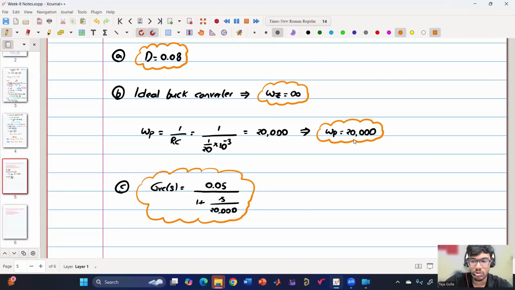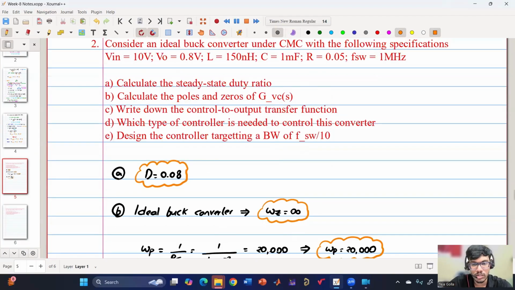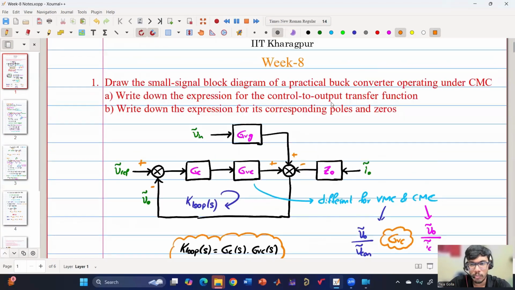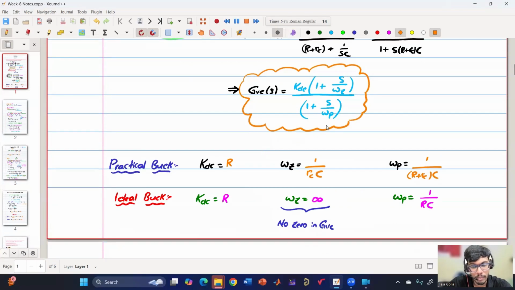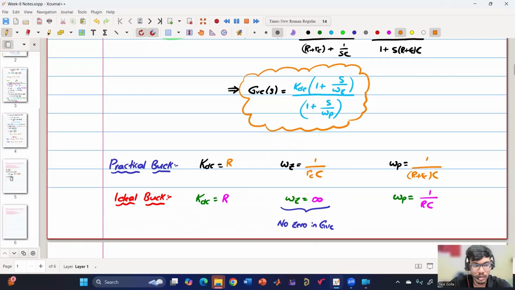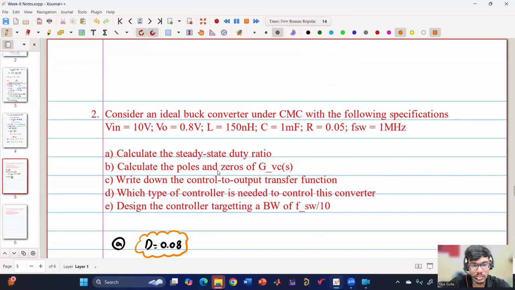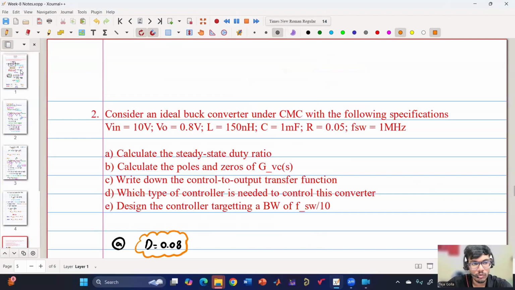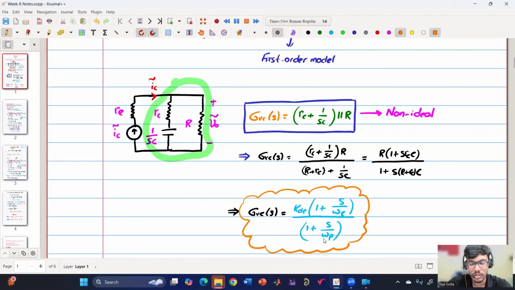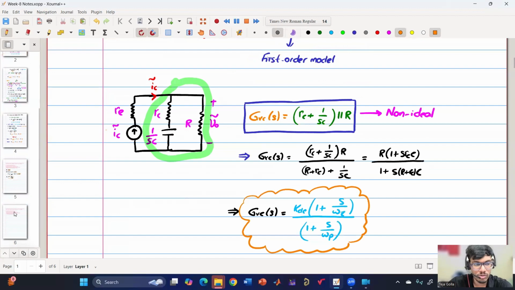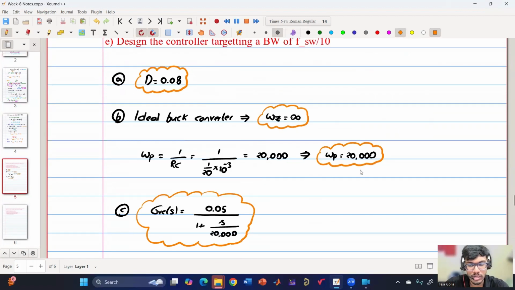Yes. If you see, the pole location is minus omega p. If I ask what is the pole, it is minus 20,000. But in the question, they will ask what is omega p, so omega p will be 20,000. So you are right, the pole location should actually be minus 20,000, but pole location is not omega p. Pole is at minus omega p. So omega p is 20,000 and pole location is minus 20,000.